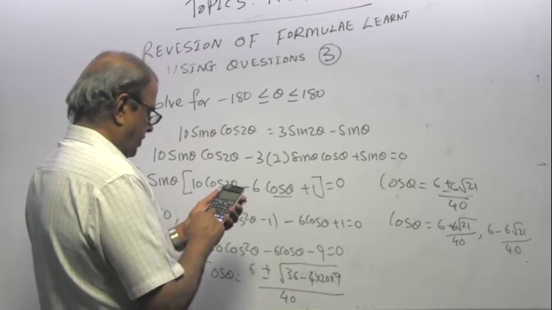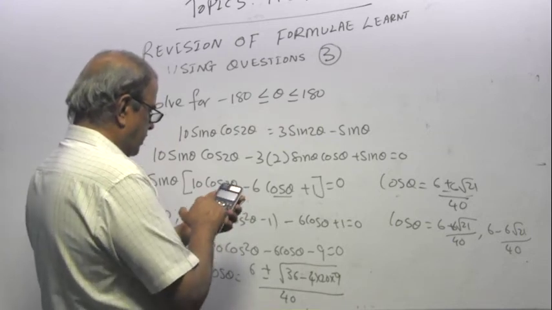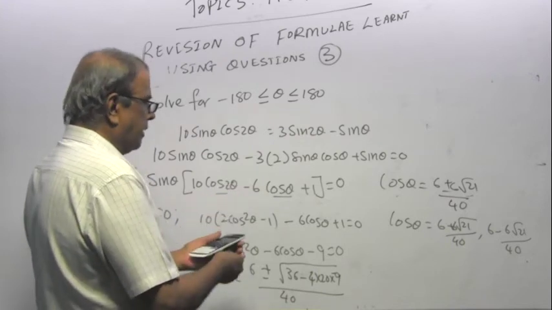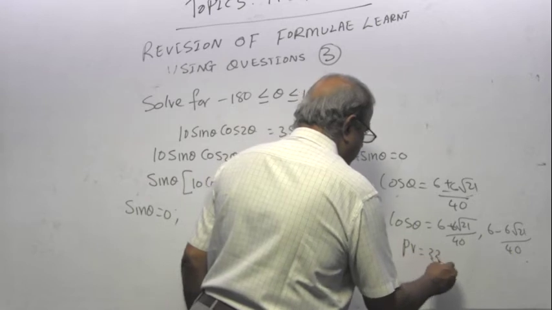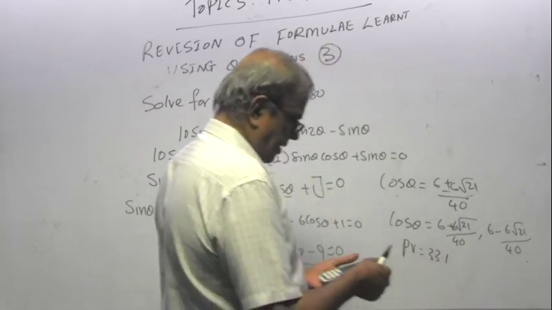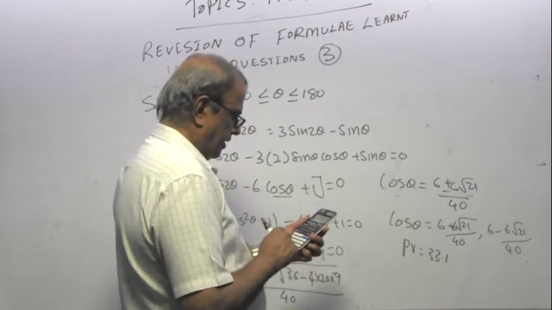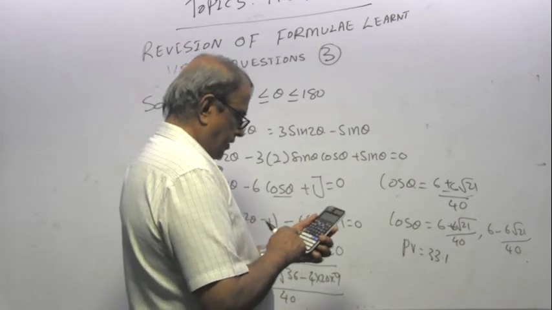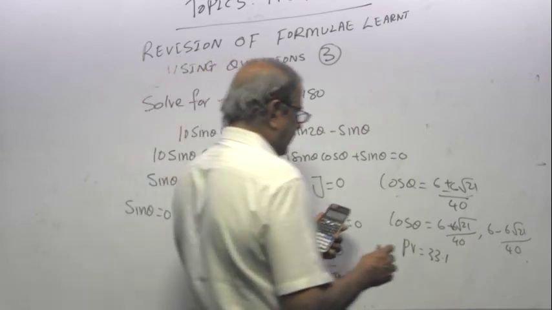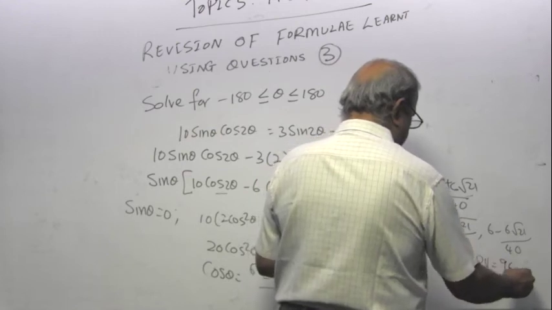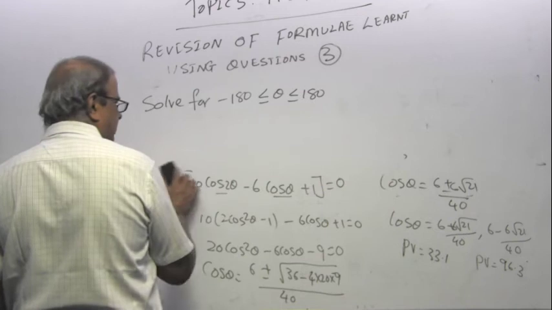6 plus 6 root 21 equal to that, divided by 40 equal to that, shift cos answer, 33.13, 33.1. And the other one is 6 minus 6 root 21 equal to that, divided by 40 equal to that, shift cos equal to 96.3. Right? So therefore, I'll just leave it there once I write the formula. I know you're clever enough now to write the answer.